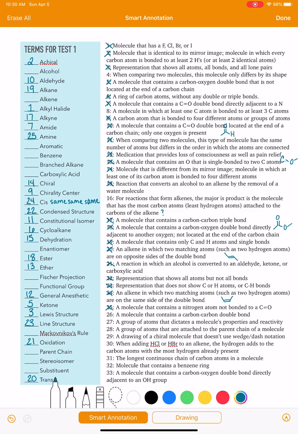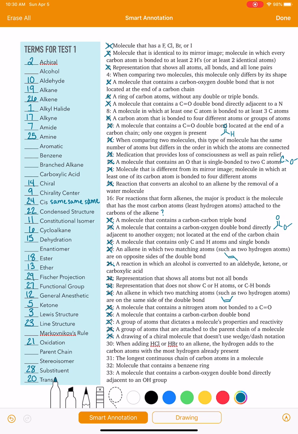A molecule that contains a carbon-carbon double bond is an alkene. 26 is alkene. 27, a group of atoms that dictates the molecule's property, that's our functional group. 28, a group of atoms that are attached to the parent chain of the molecule, that would be either substituent or branch. 28, substituent, I see that. 29, a drawing of a chiral molecule that doesn't use wedge dash, that's Fisher projection.